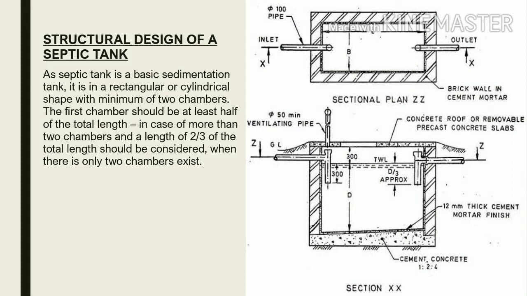The description is that a septic tank is a basic sedimentation tank, so it is of rectangular or cylindrical shape and has a minimum of two chambers. Sometimes if the volume of the sludge is large, we design three chambers. The first chamber should be at least half of the length. In case of more than two chambers, 2/3 of the total length should be considered when there are only two chambers.